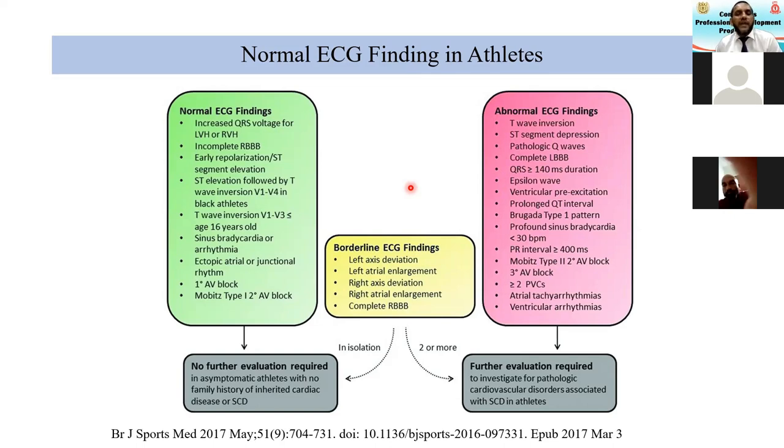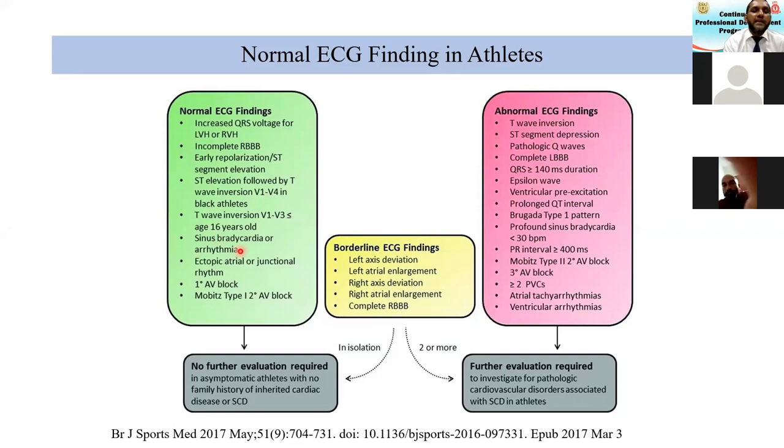It is important to note those findings. They are increased voltage criteria for LVH, incomplete right bundle branch block, and early repolarization of the ST segment, with ST elevation followed by T inversion in V1 to V4 in black athletes, whereas ST elevation in V1 to V4 in a normal individual makes us consider Brugada syndrome. In black athletes, this is a normal ECG finding. T inversion from V1 to V3 in those below 16 years of age is also a normal finding.